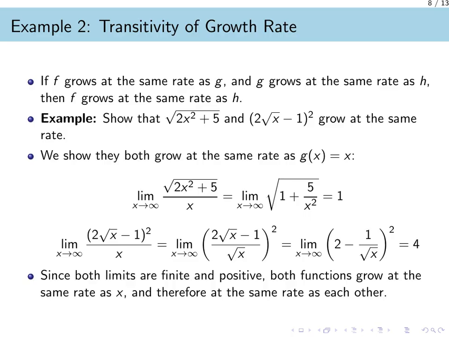For our example, let us show that the square root of the quantity 2x squared plus 5 and the quantity 2 times the square root of x minus 1, all squared, grow at the same rate. We can do this by comparing both of them to the simple function g of x equals x. The limit of the first function divided by x is 1, and the limit of the second function divided by x is 4. Since both limits are finite and positive numbers, both of our original functions grow at the same rate as x. Therefore, by transitivity, they must grow at the same rate as each other.